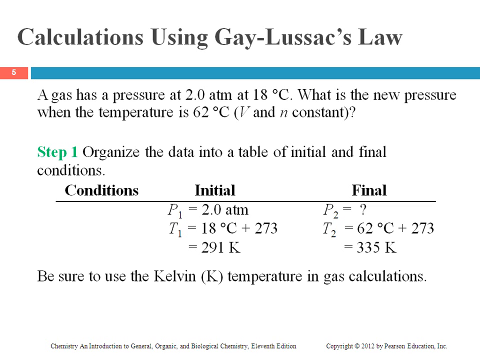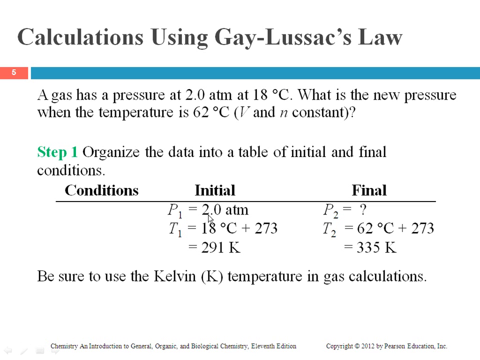And we should also know, just by the time we get to the end of the problem, it should make sense. If our temperature is going to increase, which it is, our temperature is increasing to 62 degrees from 18 degrees C, then we know that if temperature increases, then pressure also increases. So we should see an increase in pressure. If we do not, then we know that we've done something wrong in the calculation.